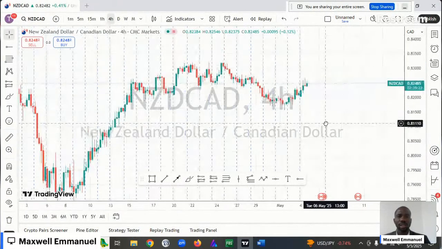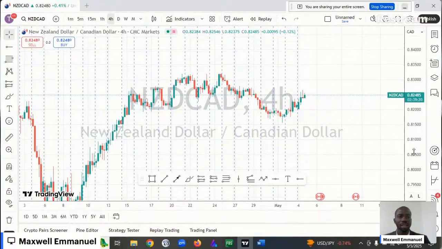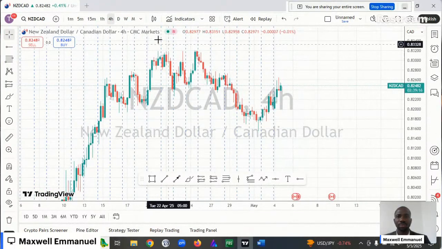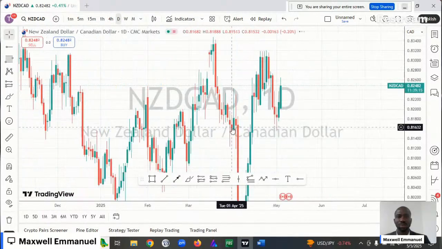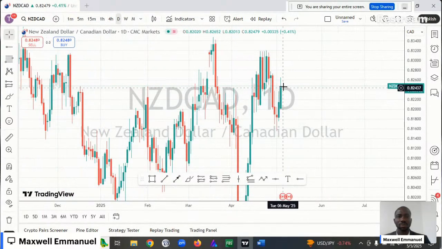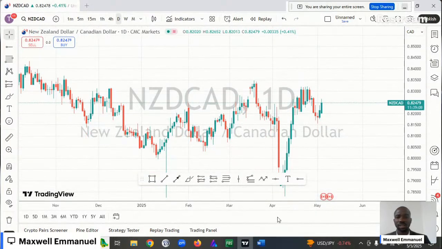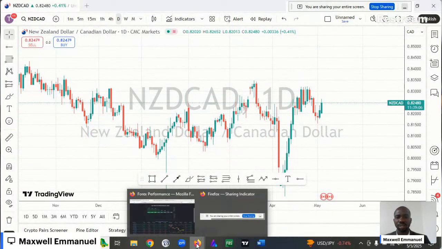Okay, so you can see New Zealand CAD has been bullish, and I think it is still bullish. It has been bullish since the market opened. Can you see that? Okay, New Zealand CAD is bullish.